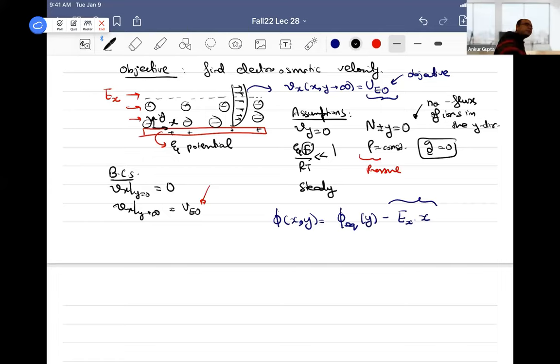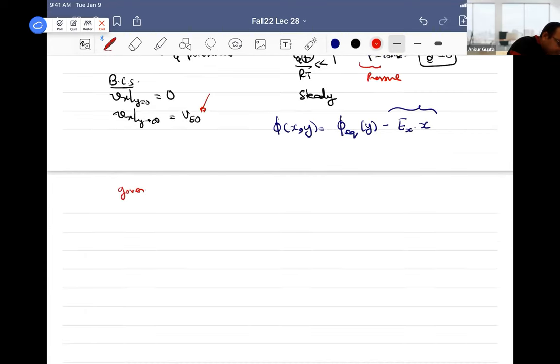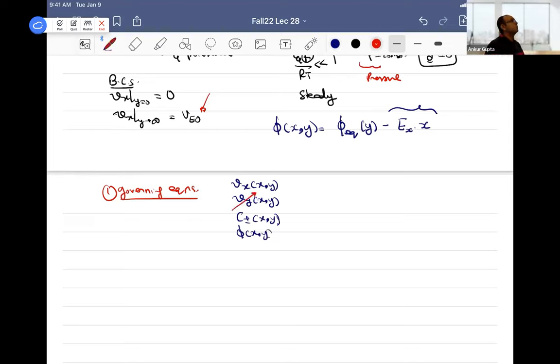Okay. So here now we have variables. Now we want to solve this problem, governing equations. I hope you have seen this in transport again and again. You start with governing equations, simplify them, boundary conditions, and so on. So first thing, we have Vx of x comma y, Vy of x comma y, concentration C plus minus of x comma y, and phi of x comma y. These are my variables, right? I can neglect this because I already know what this value is. This is equal to zero. Okay. So don't forget that these are the variables you want to solve for eventually.